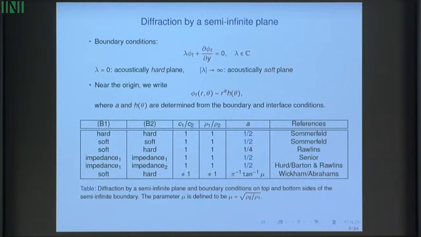Same impedance boundary conditions on the top and bottom, we have again square root behavior near the origin. Different impedance boundary conditions, again square root behavior. But then if we have soft and hard, and then different media in the upper and lower half plane, we get this more complicated behavior near the origin.